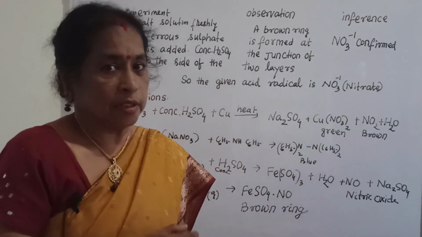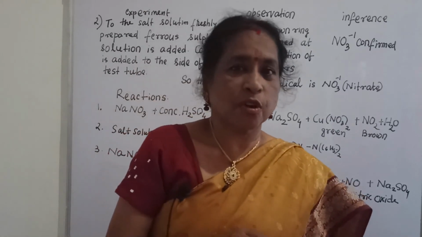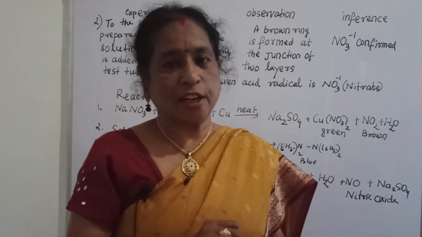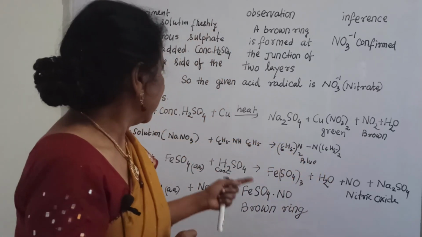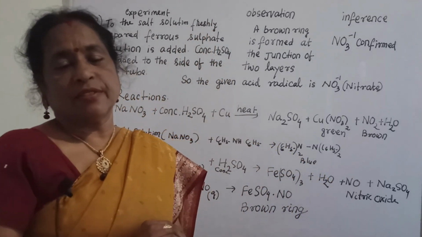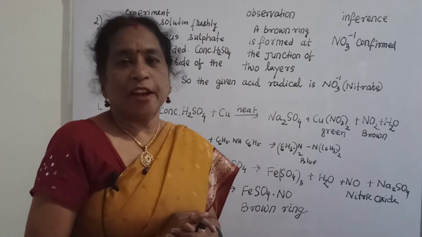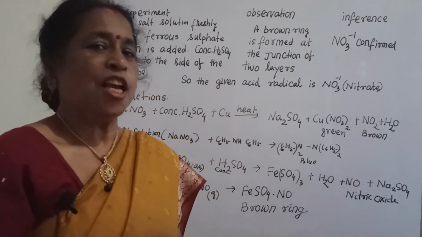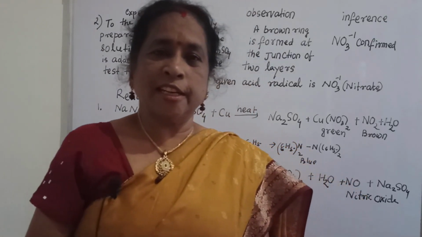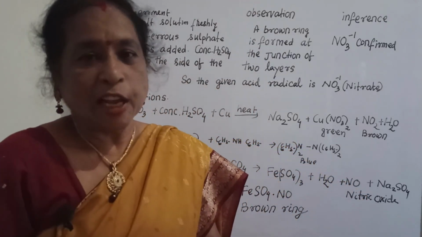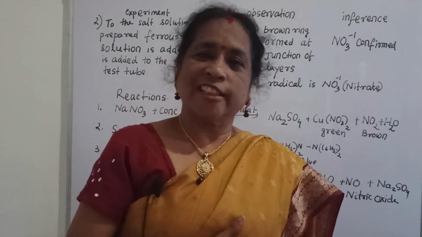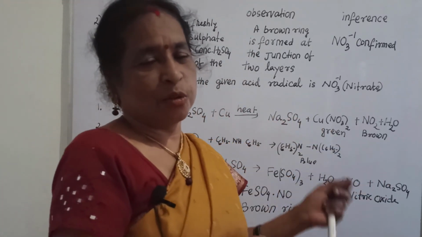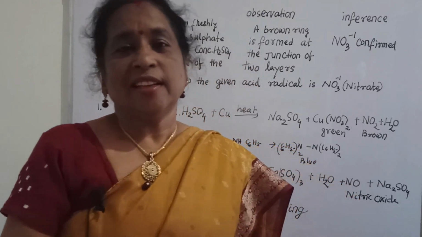I hope this packet which is given to you, salt analysis, acid radical analysis, unknown acid radical packet number 1, is clear, and here the last conclusion, so the given acid radical is NO3 minus 1, that is nitrate. Similarly, we will proceed to other acid radicals, and I hope you understand the acid radical analysis, especially the unknown acid radical I told here, nitrate.